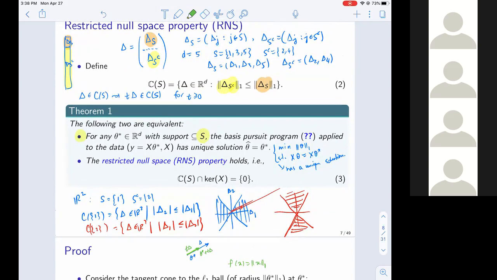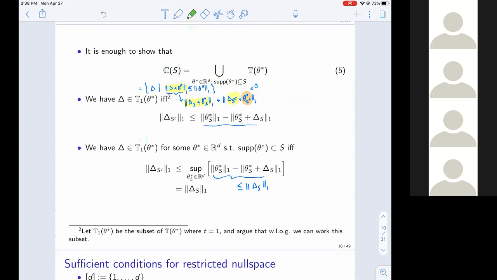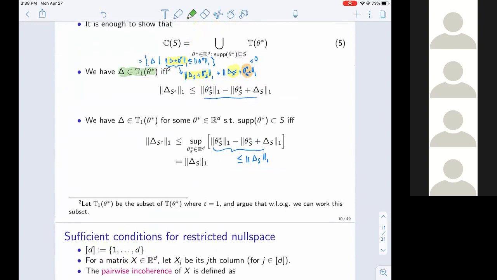Okay, one last piece that we did last time was the argument that the C_S indeed is the union of these tangent cones. The argument here is the general argument that you use for doing manipulations with this L1 norm. The idea was to show that any delta in one of these tangent cones would be in the C_S and vice versa.